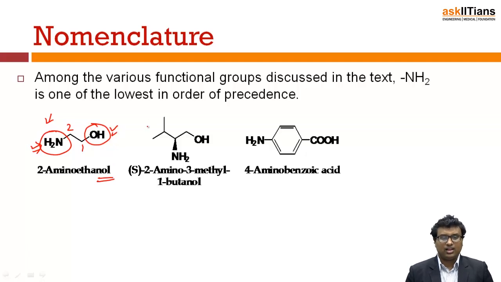The same thing with this structure. The numbering starts from here, 1, 2, 3, 4. So that's why it is 2-amino-3-methylbutanol, because there are 4 carbons and you have alcohol, that's why you have butanol. Here also the same thing, 1, 2, 3, 4. At the fourth position you have the amino group, so it is 4-aminobenzoic acid. So this is again some of the important concepts related to the nomenclature of amines.